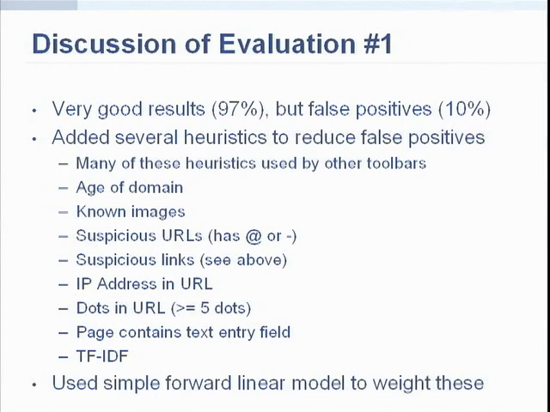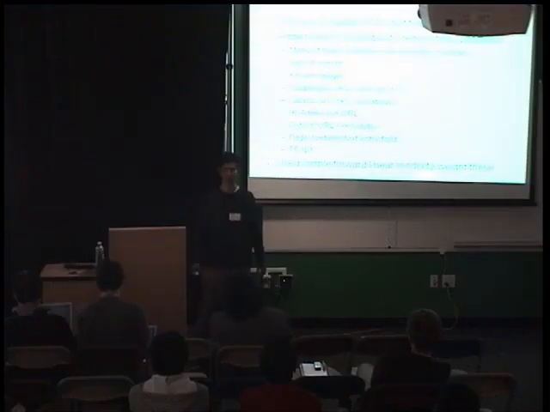Suspicious URLs, ones that have the @ or a dash. Suspicious links, so any links that also have the same characters. If it has an IP address in the URL. My favorite one is the number of dots in the URL. It turns out that if you have more than 5 dots in the URL, it's probably a phishing website. If the page contains a text entry field. The rationale behind this one is that if there's no way for the person to type in their information, then it's probably not going to be a phishing website.